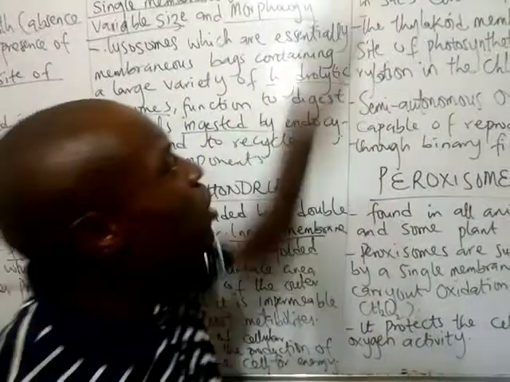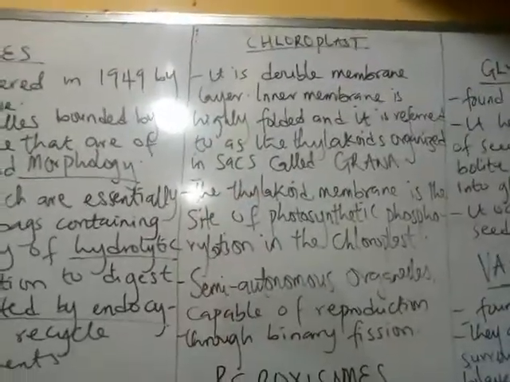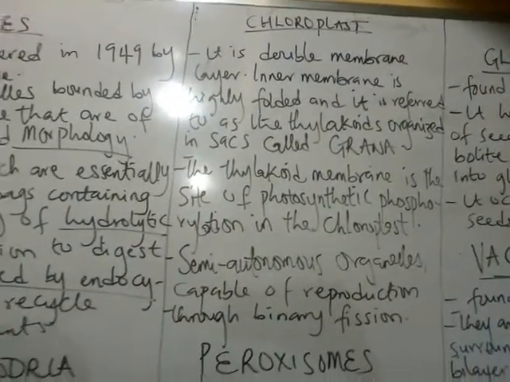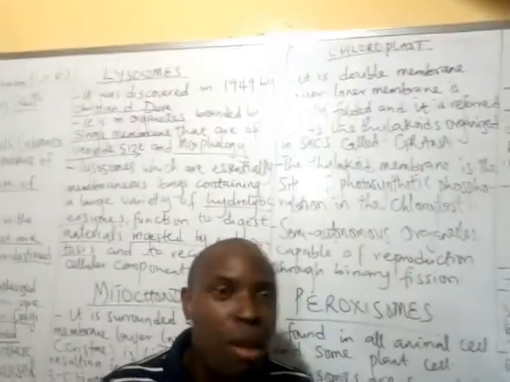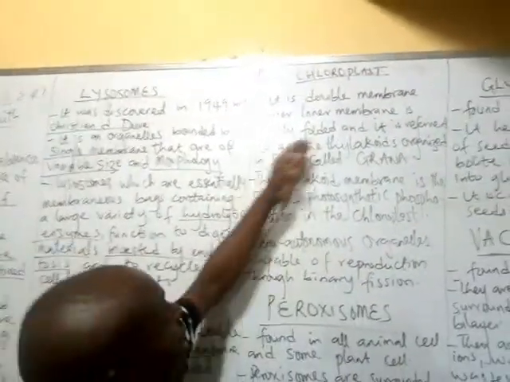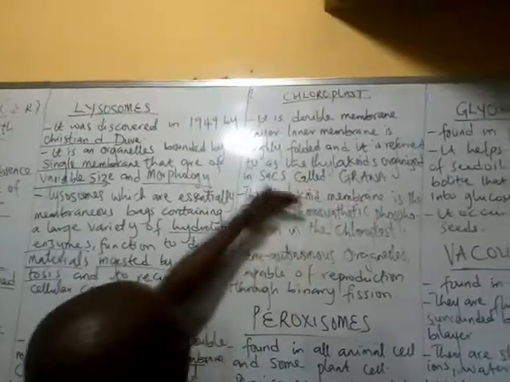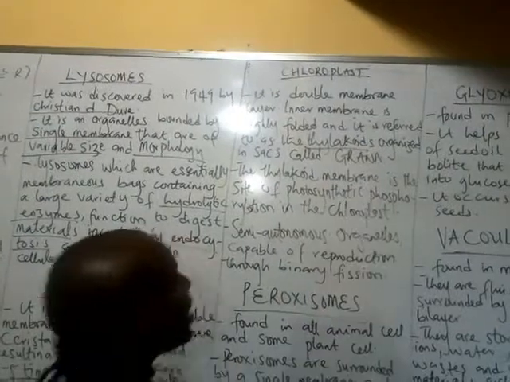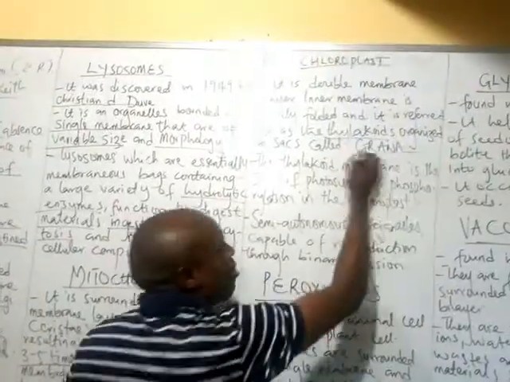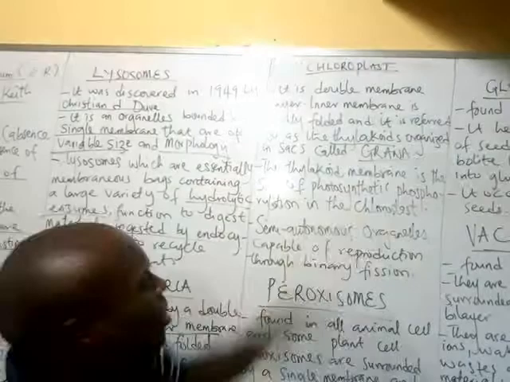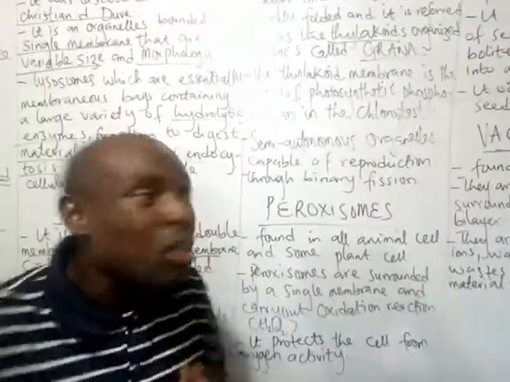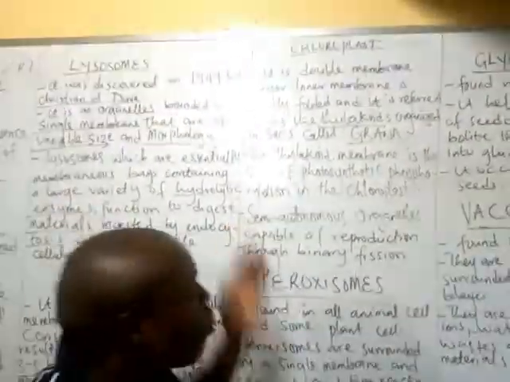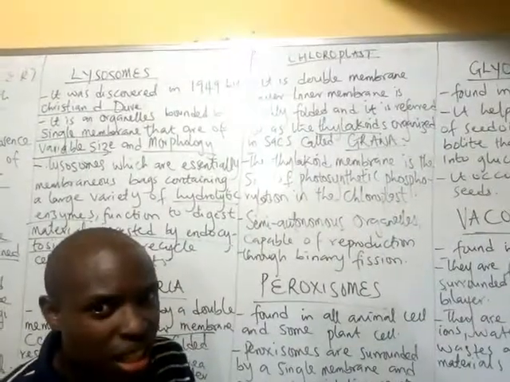Now, the next quickly is the chloroplast. The chloroplast resembles the mitochondria in so many aspects, in the sense that the chloroplast is also double membrane. Not only that, it has an inner membrane which is also highly folded, and it is referred to as thylakoid, organized in sacs called granum. The thylakoid membrane is the site for photosynthetic phosphorylation in the chloroplast. Is that clear?